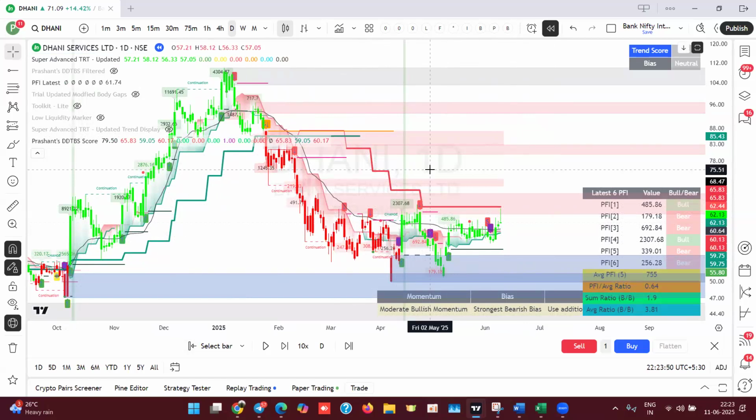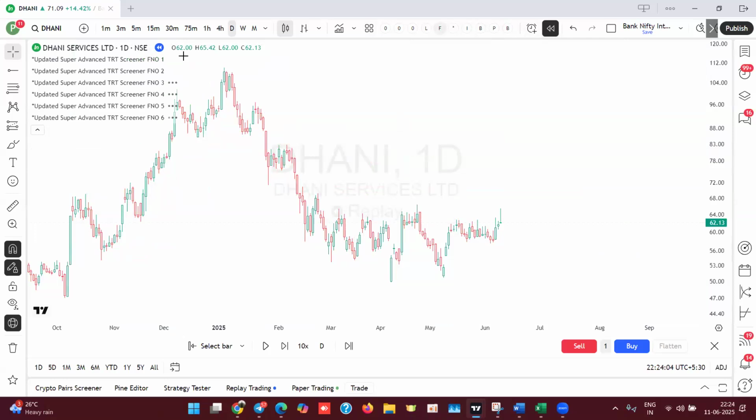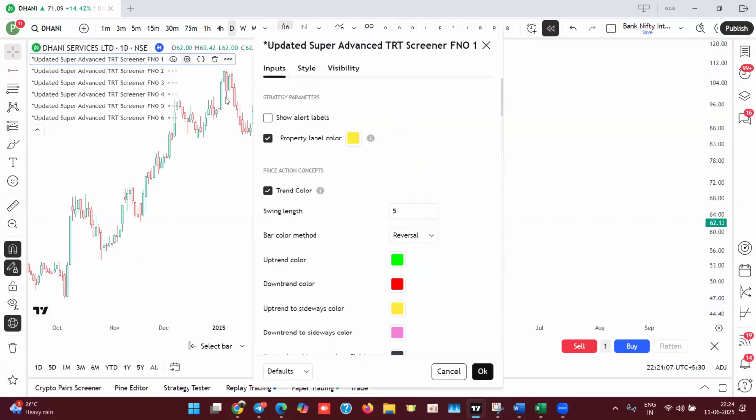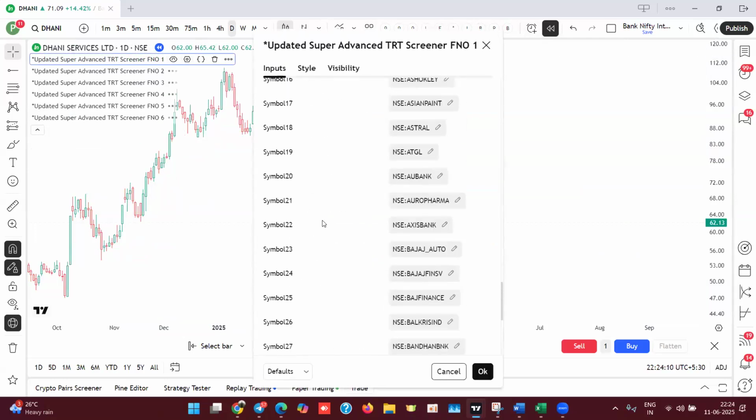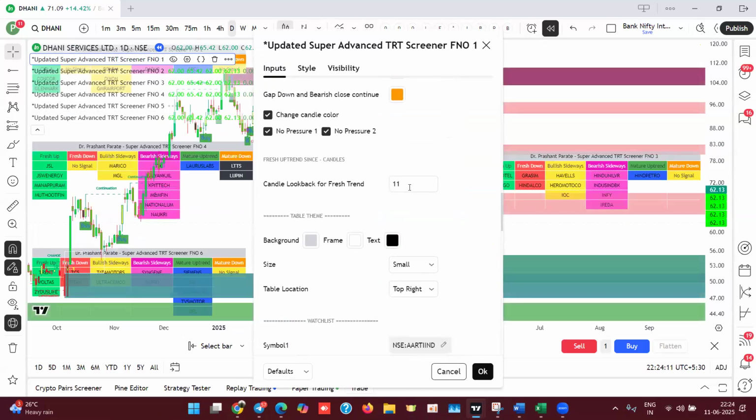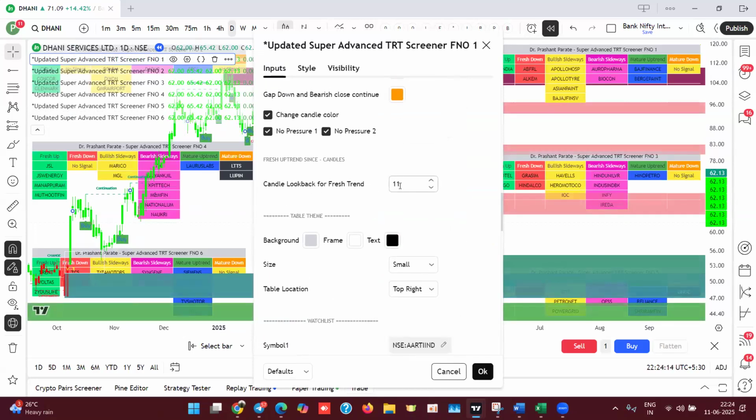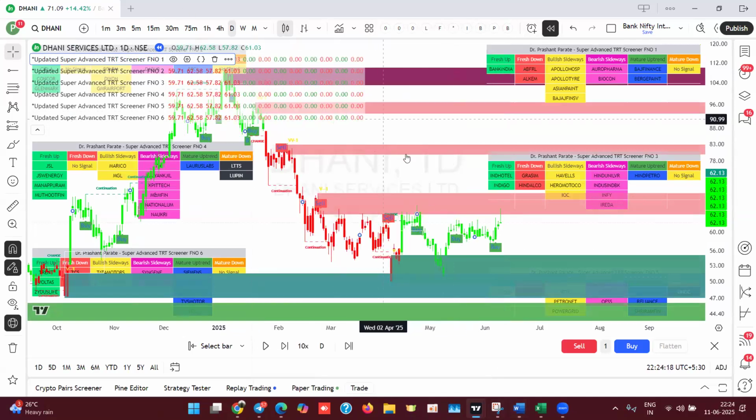What should be ideal look back period for TRT screener on daily time frame? I use 11 days. So if you see here the look back period, I keep it at 11. It shows me those candles which have turned green in last 11 days.